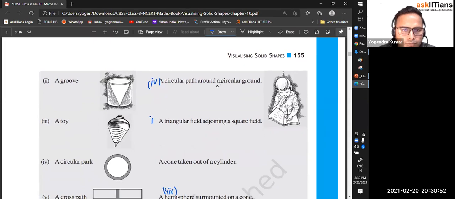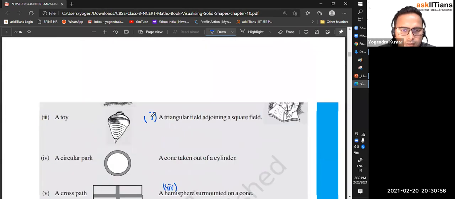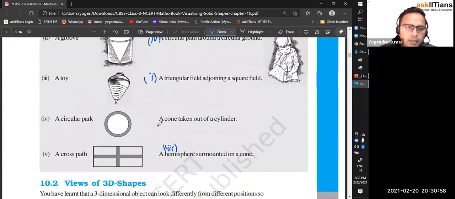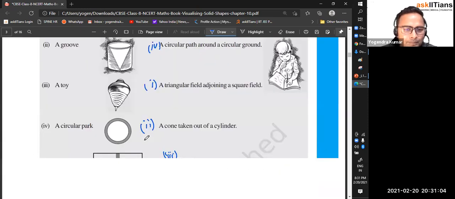Cone taken out of a cylinder. Okay, yeah, this is what? The second one, right? I hope you got all of them right. You can understand. Redo it. Okay, redo this exercise yourself. I hope you can understand it easily, right?